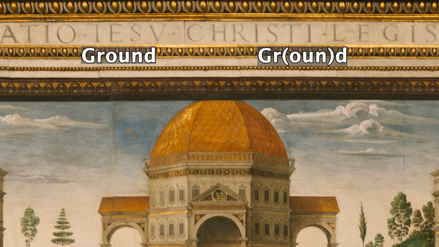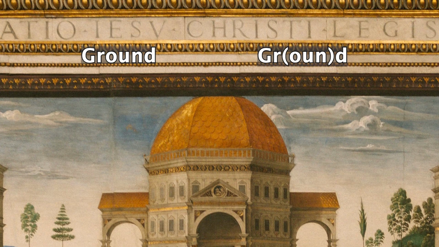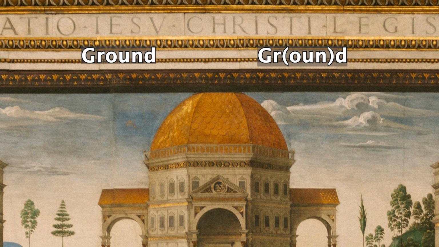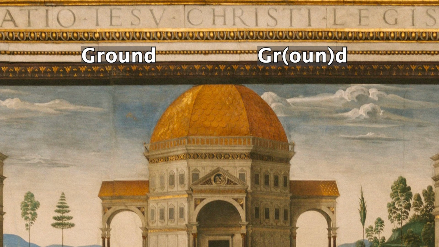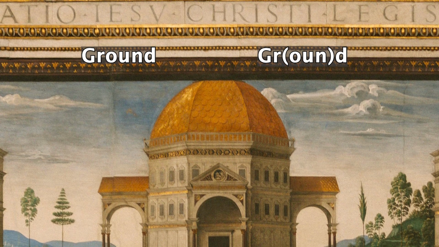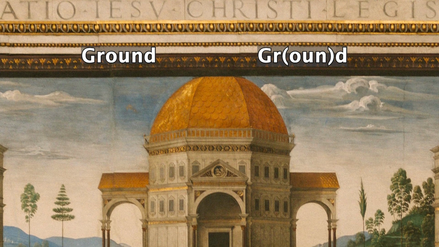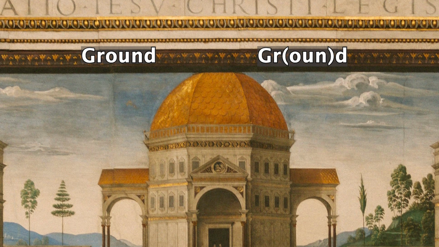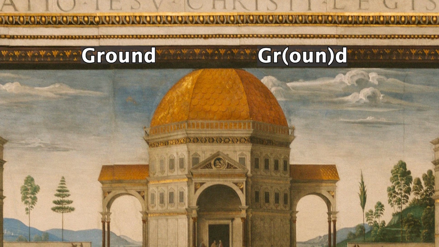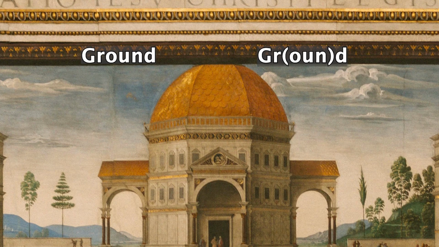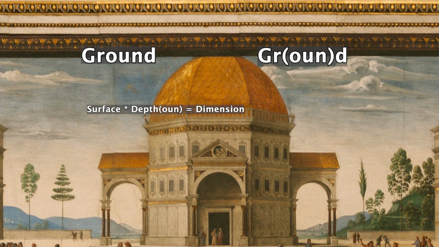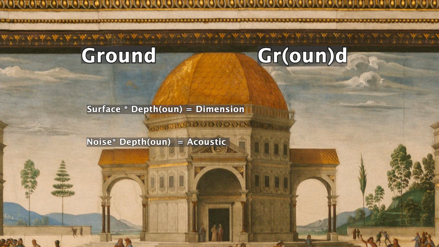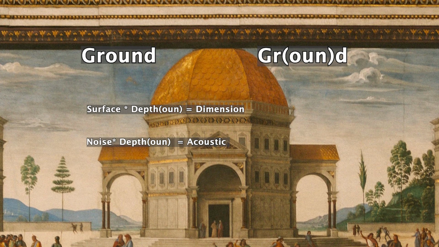The depth or magnitude gleaned structurally converts a mere surface to a dimension, something extant or measurable, in a more immediate sense than would our understanding find in just "ground." It becomes something like surface times depth equals dimensional, by contrast to "sound," where we get noise times depth equals acoustic.